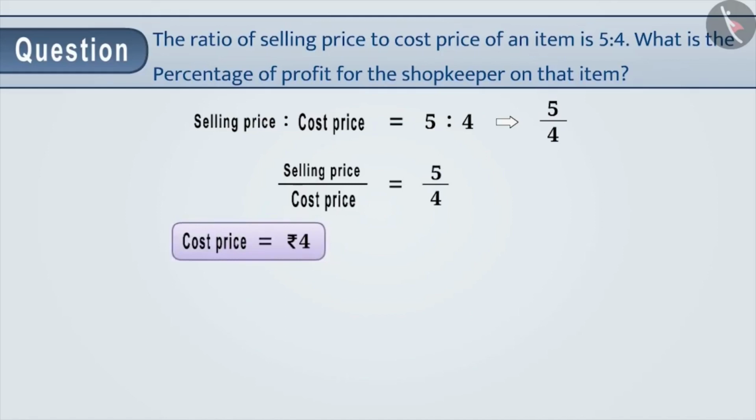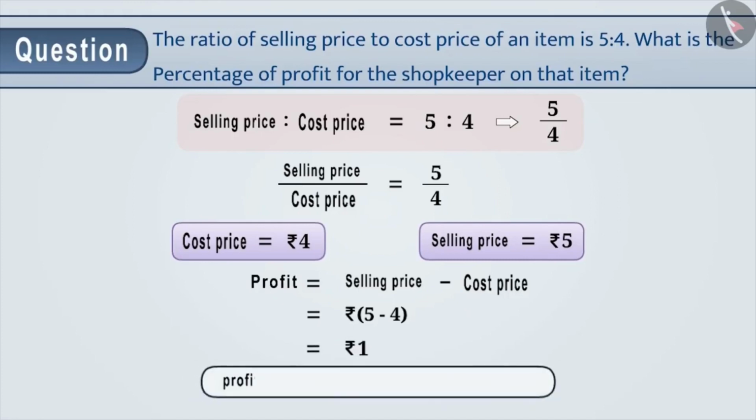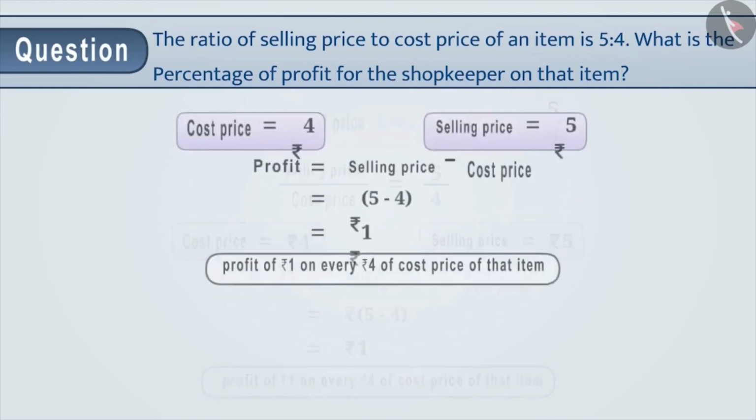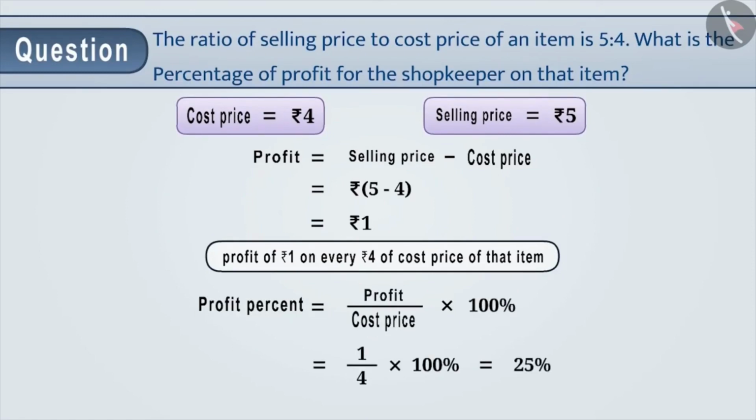If we consider cost price is equal to rupees 4, then the selling price will be rupees 5. Therefore, profit is equal to SP minus CP, which is equal to 5 minus 4, which is equal to rupee 1. We can say that there is a profit of rupee 1 on every rupees 4 of cost price of that item. So profit percent is equal to profit by CP into 100%, which is equal to 1 by 4 into 100%, which is equal to 25%. In this way, you can solve many examples very easily.